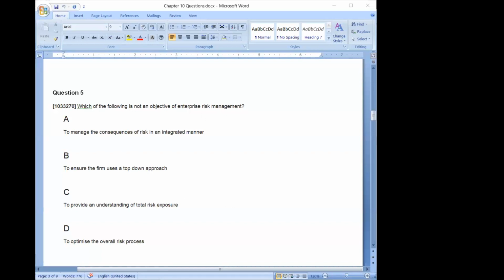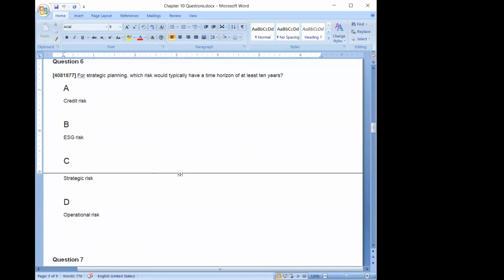Right. Question number 5. Which of the following is not an objective of enterprise risk management? To manage the consequences of risk in an integrated manner, to ensure the firm uses a top-down approach, to provide an understanding of total risk exposure, to optimize the overall risk exposure. It's obvious, I think, like the previous one. B doesn't seem to be okay. To ensure the firm uses a top-down approach, that is not an enterprise risk management objective. Answer is B.